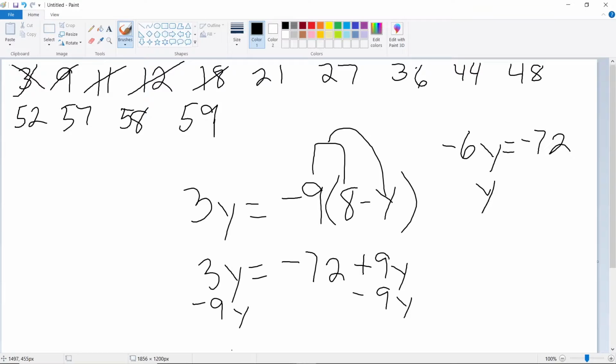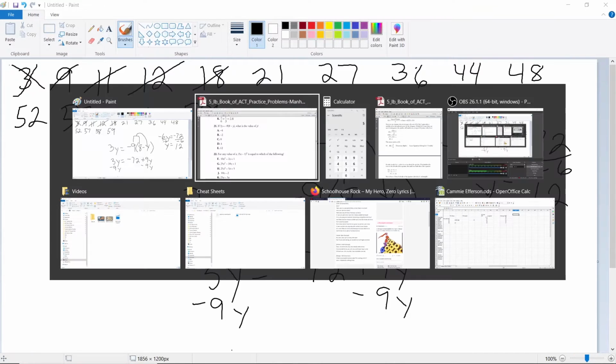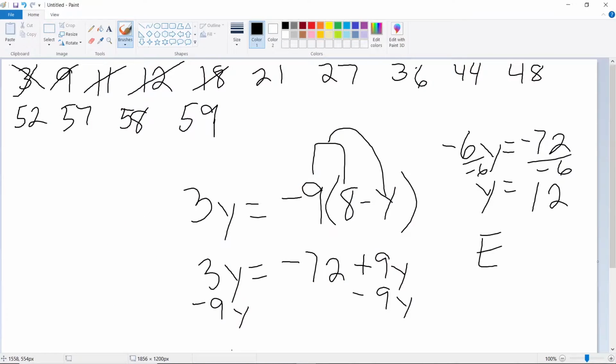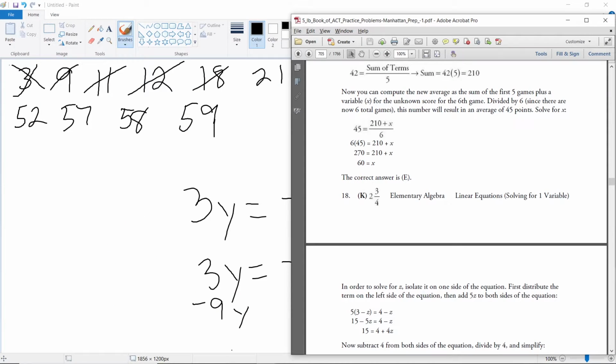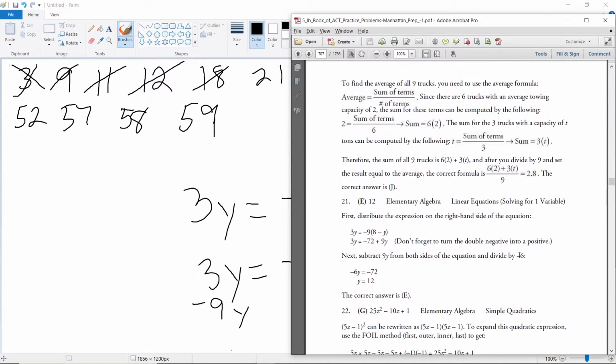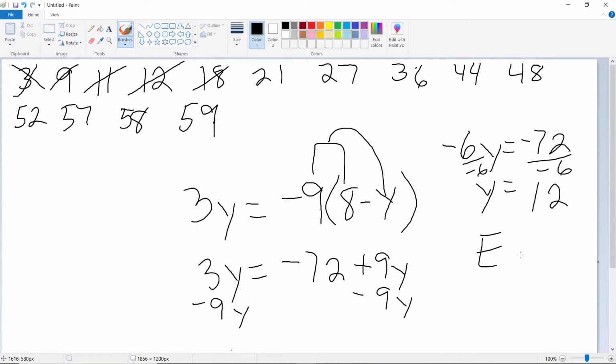And then we're going to divide both sides by negative 6. Negative 72 divided by negative 6. A negative divided by a negative is a positive. So what is that? 12. y equals 12. So that is answer E. E is for Edward, for 21. And then we will, as always, check it just to make certain. 21 is E. All right, we got it.